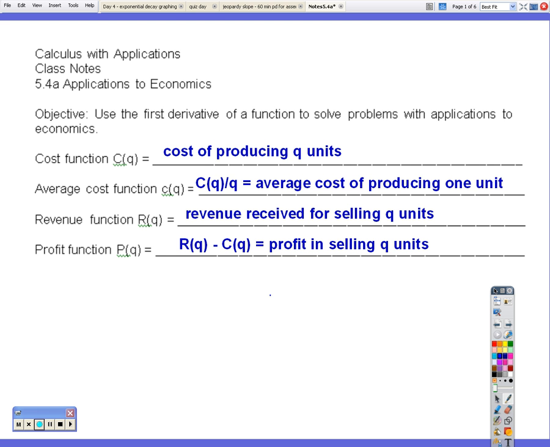today and tomorrow. So we're going to pause the video so you can copy them in your notes. These are no different than the ones we did first semester. The only added equation we have is the average cost function. Revenue is money you earn, and profit is the money you earn after you take away and subtract your cost.